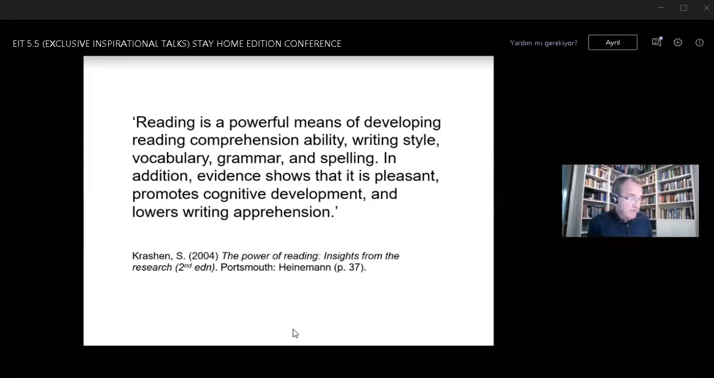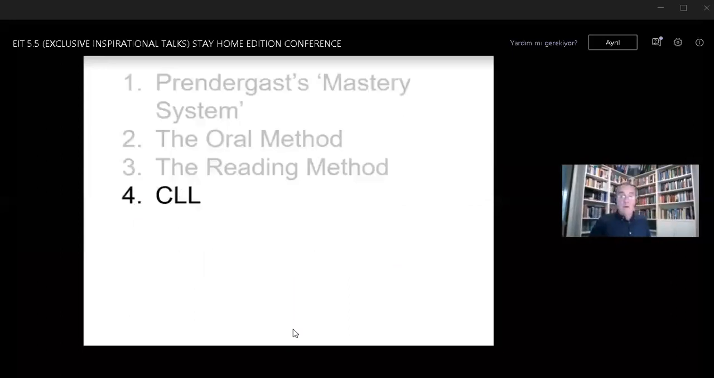So there's lots of evidence that suggests that, well, maybe the reading method was the best bet at the time, and maybe there was a lot to be said for it, and maybe there still is something to be said for the idea of starting off with comprehension. Let's move on. Number 4.